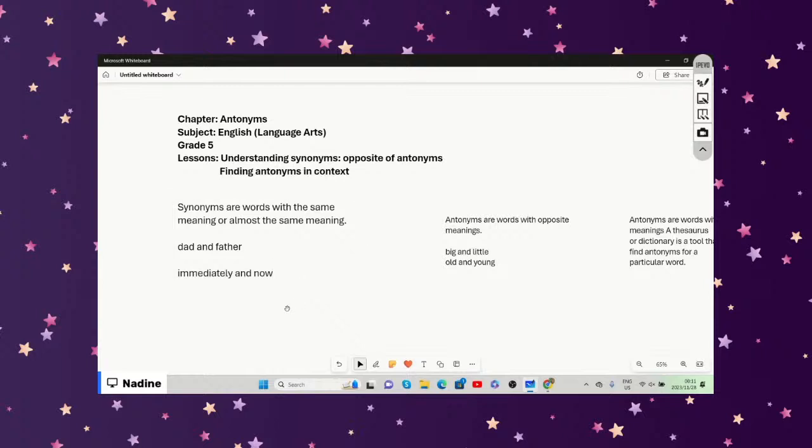So there are, of course, more synonyms, right? But for now, we're just going to be focusing on those two examples of synonyms, which are dad, father, and can even be mom, mother, immediately, now, right? And there are, of course, a few more words that are different words with the same meaning or almost the same meaning.